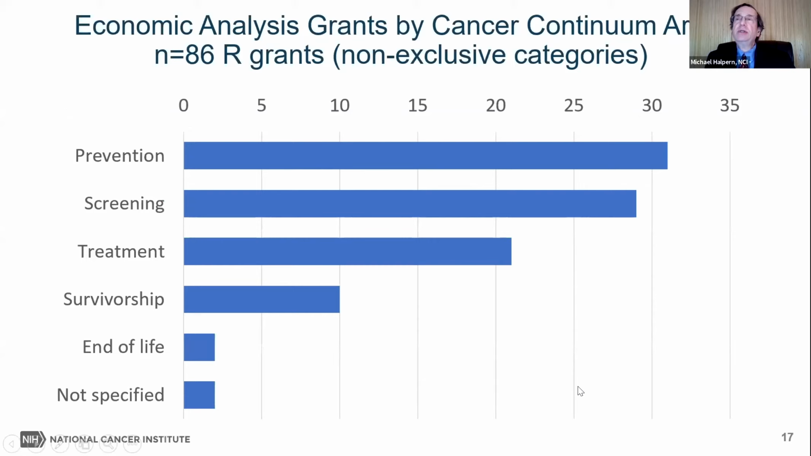So looking at just the 86 R grants that we identified, first we looked at what area of the cancer continuum do they include. And these are non-exclusive cancer continuum areas. Grants may have included more than one area of the cancer continuum. We found that most grants included prevention and or screening. Fewer grants focused on treatment. Fewer still included survivorship or end of life.